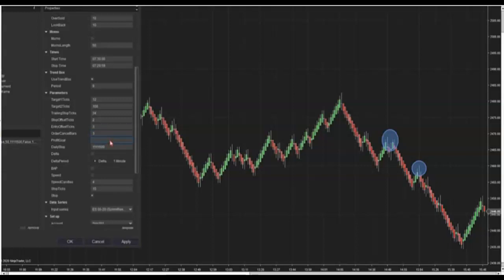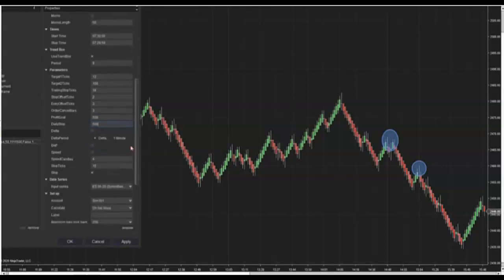Profit goal, profit loss. The algo shuts off. Traders wanted this. Say you have a $500 goal for the day, the algo will stop trading, and the same with whatever your stop loss is, depending on your risk tolerance.